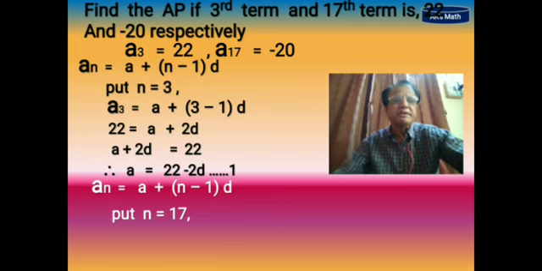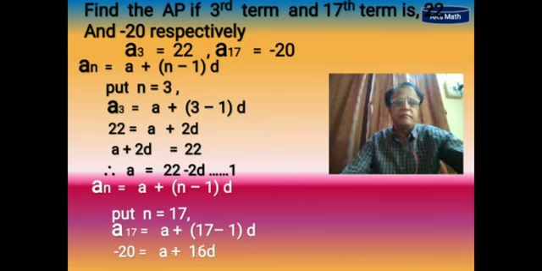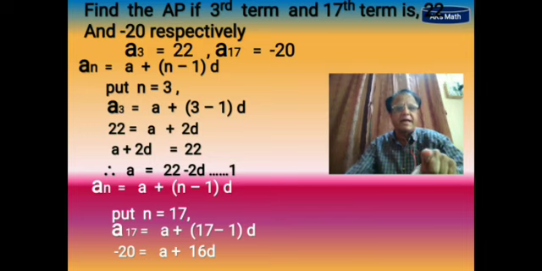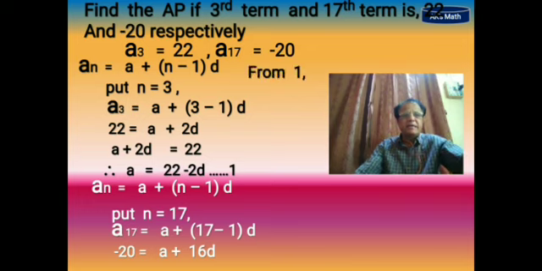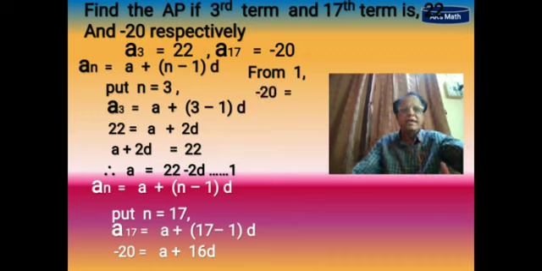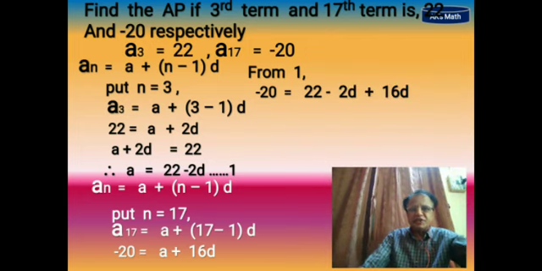N is equal to 17 means A17 is equal to A plus (17 minus 1) into D, and the value of A17 that we have, -20, is equal to A plus 16D. Now हमको क्या करना है अभी, जो एक नंबर ऊपर का लिखा हुआ है, ऊपर कॉन्सेंट्रेट करो, A is equal to 22 minus 2D, वो A की वैल्यू हमको उठानी है और यहां पे लाके बिठा देनी है. So we will get from 1: -20 is equal to 22 minus 2D plus 16D. In place of A, we are writing 22 minus 2D from this first equation.